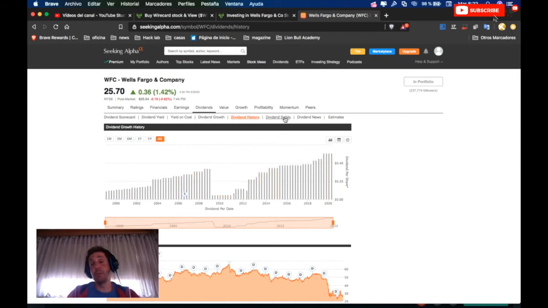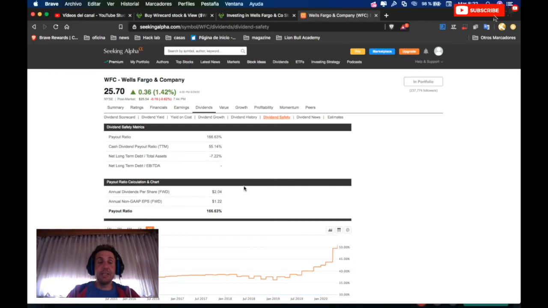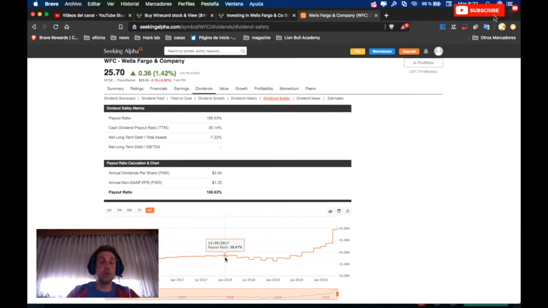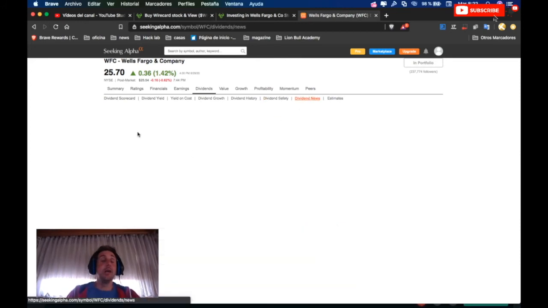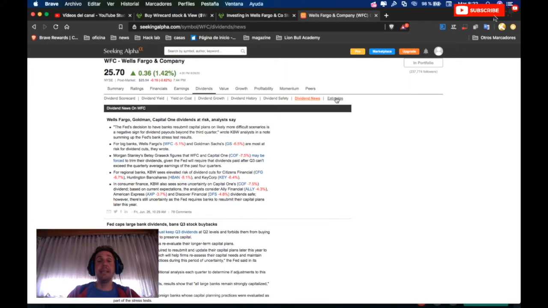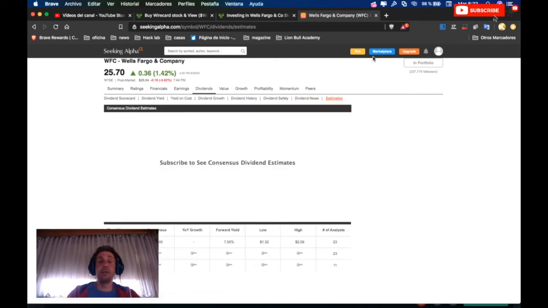It's very important to know if it's really good for us to buy this stock for dividends or not. The dividend safety: here we can see how safe the stock is. When the payout ratio is lower, the stock is safer. The bigger the payout ratio, the riskier the stock is to own. There is also some dividend news and estimates that you can only get here if you are a Pro on Seeking Alpha, but you can see the latest one.